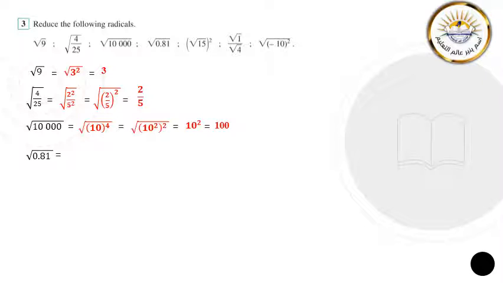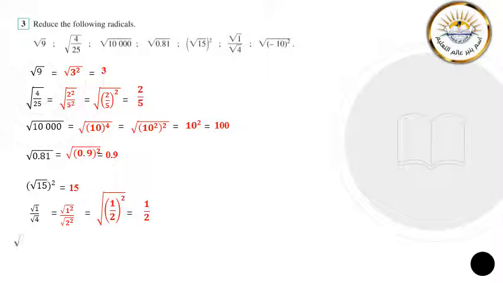Radical 0.81 is equal to radical of 0.9 squared, which is 0.9. The radical of 15, all of it squared, is equal to 15. Radical 1 over radical 4 is equal to 1 over radical 2 squared, so the answer will be 1 over 2. Radical of minus 10 squared is equal to radical 10 squared, which is 10.